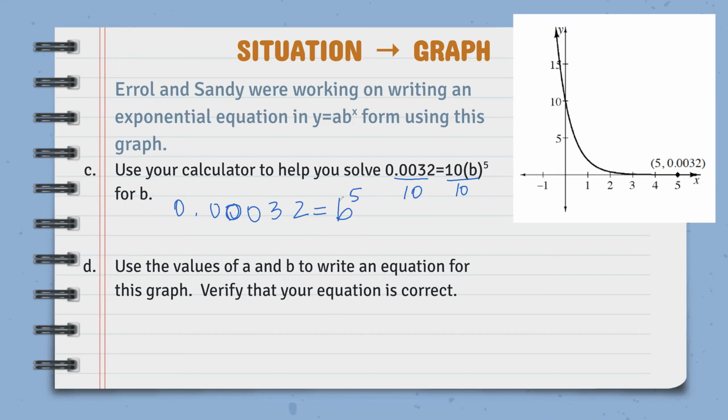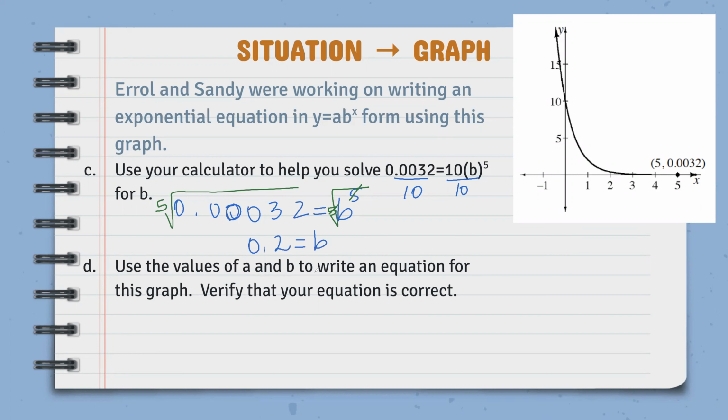And now to find out what that b is, just like I did in the last problem, we're going to 5th root both sides. Since it's to the power of 5, I'm going to 5th root both sides. By 5th rooting, this exponent of 5 just becomes b equals, and you need to know how to put this in your calculator. So I'm going to do the 5th root of 0.00032, and I get the answer 0.2.